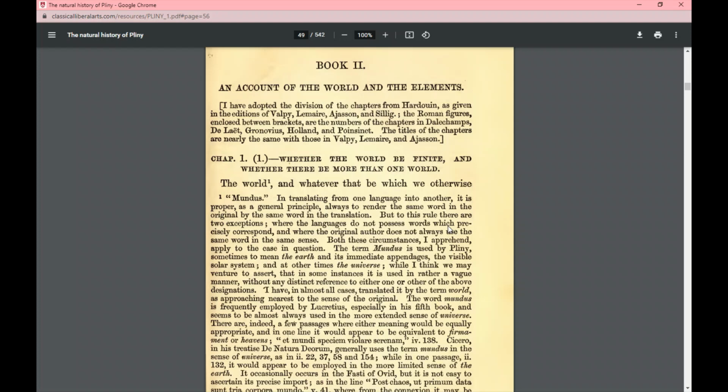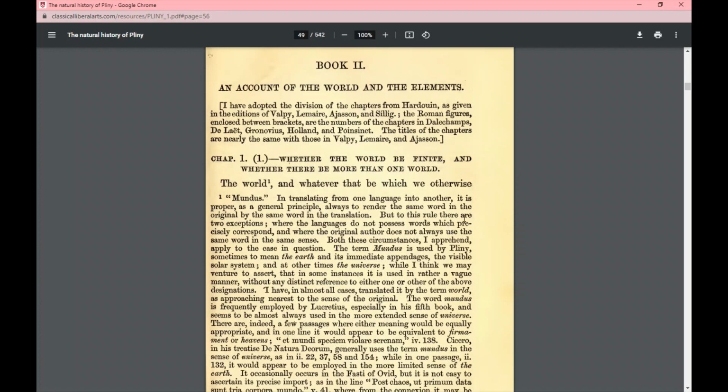Did the Romans think that something like that was true? Or do they have totally different ideas about the world? So we're going to read Pliny's account of the world and the elements. The elements means the things from which the world is formed. So let's just walk through this.